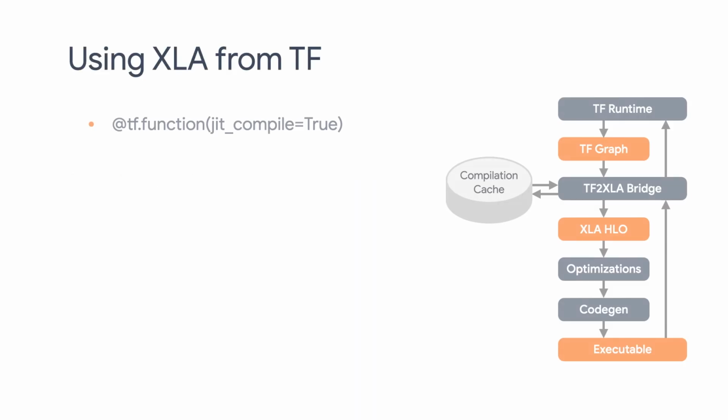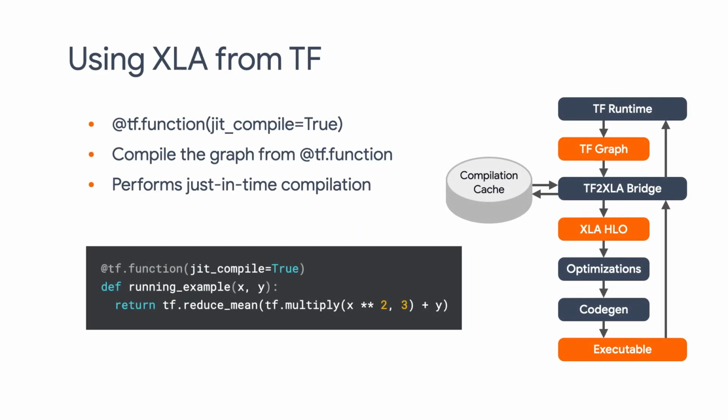Revisiting our running example, we have seen how adding the tf.function decorator can be used to serialize the computation into a graph. The serialized graph can be compiled with XLA GPU by simply adding the jit_compile=True attribute to tf.function, as seen in the running example on the slide, which will use XLA as a JIT compiler from TensorFlow. Let's see how the compilation pipeline is structured.